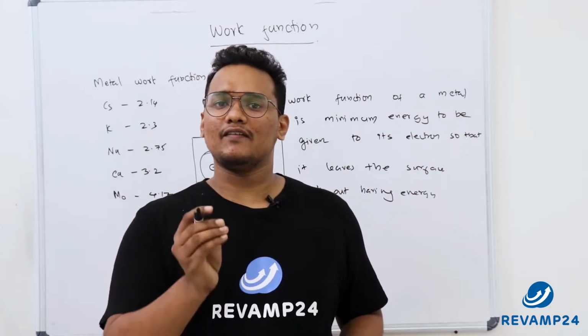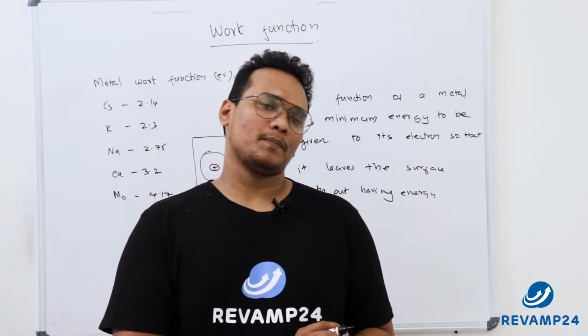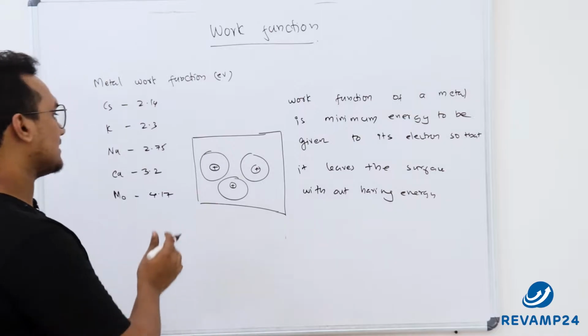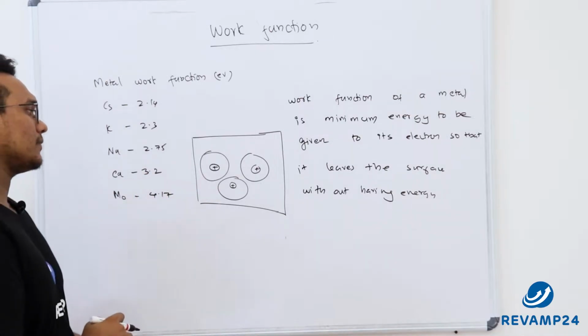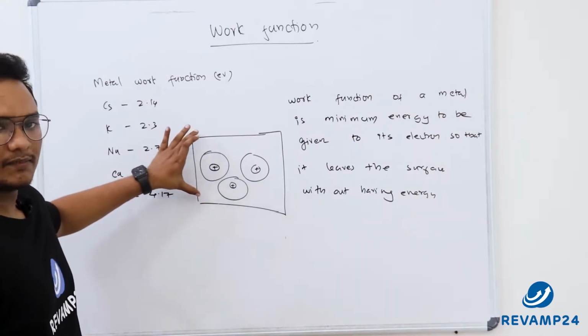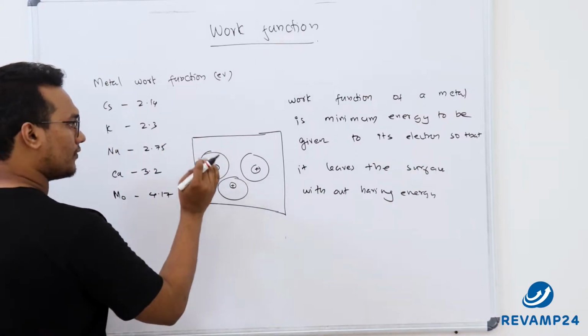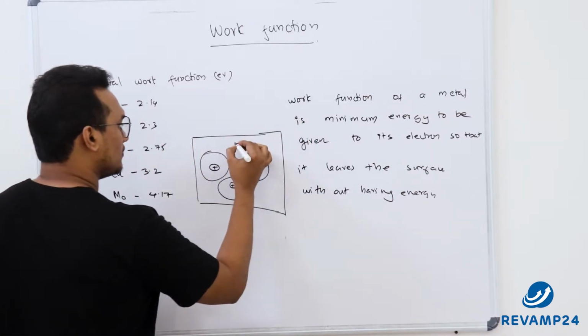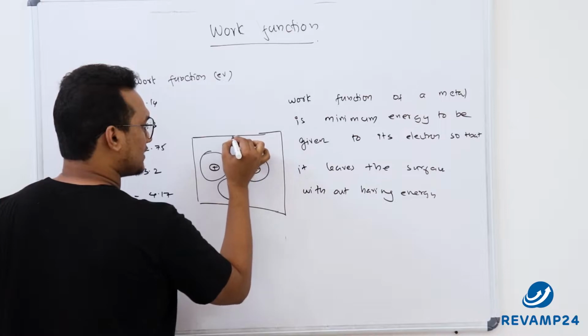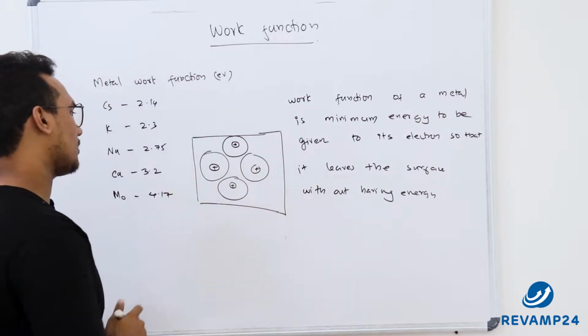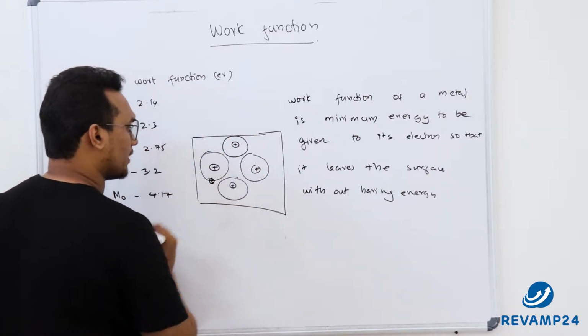Today in this video I will explain what is work function. Now let's consider a metallic specimen. So this is a metallic body that is built up of many atoms, each having a nucleus at the center and electrons revolving in the orbit.